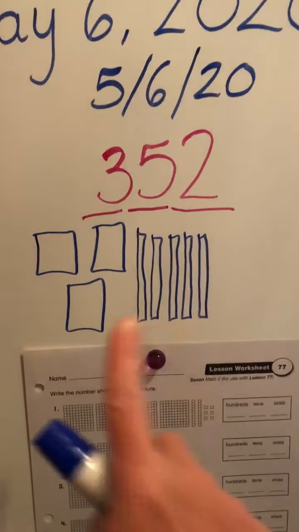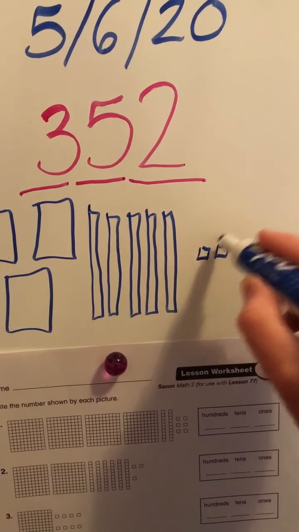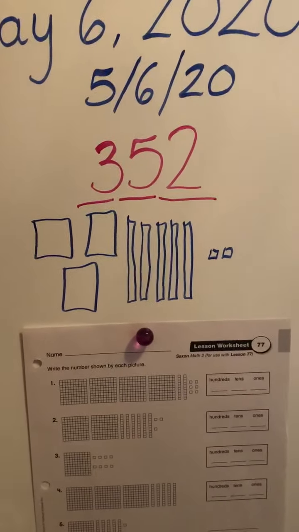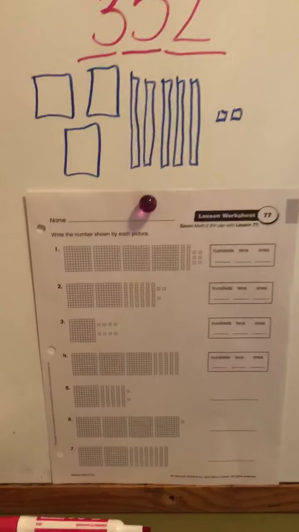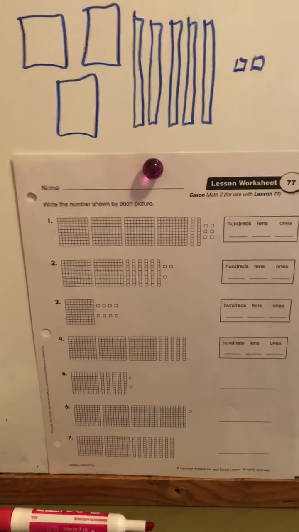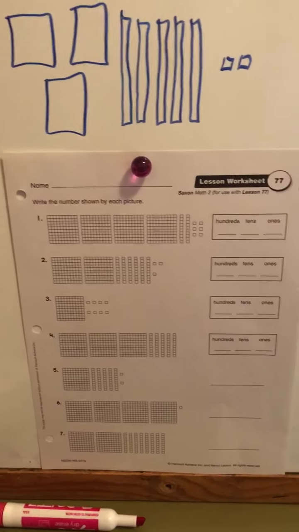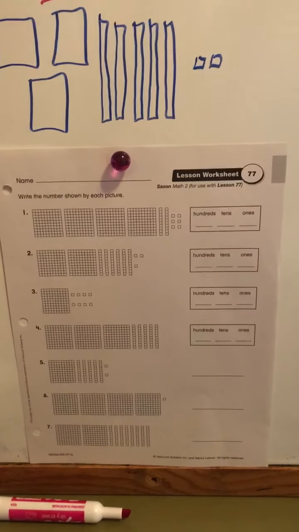350, how many unit cubes? 2. Tiny little squares or cubes. And that is the number 352 in pictures. Well, today we're going to do something a little bit different, guys. Today, you are going to have the picture in front of you, and you are going to write the 3-digit number that the picture is showing.